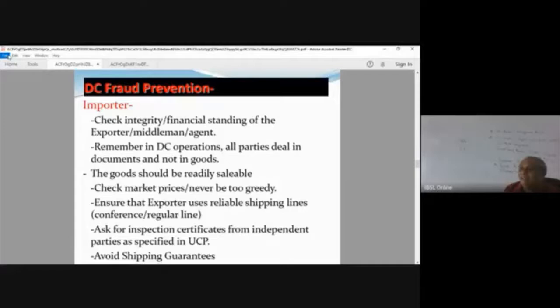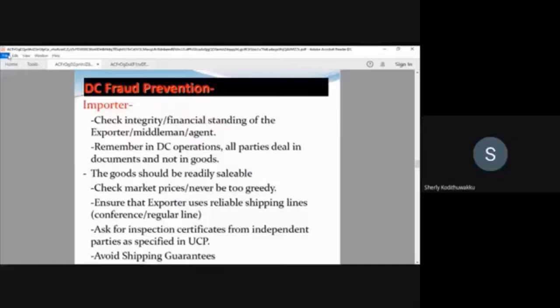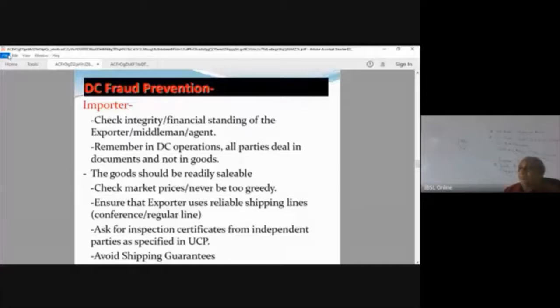Okay, that's now when we specify on the LC that the BL should be a clean on board bill of lading, then the exporter can't submit a charter party BL, isn't it? No, then it's a discrepancy. But if you request a charter party BL in the LC, they are allowed. Charter party BLs are allowed.